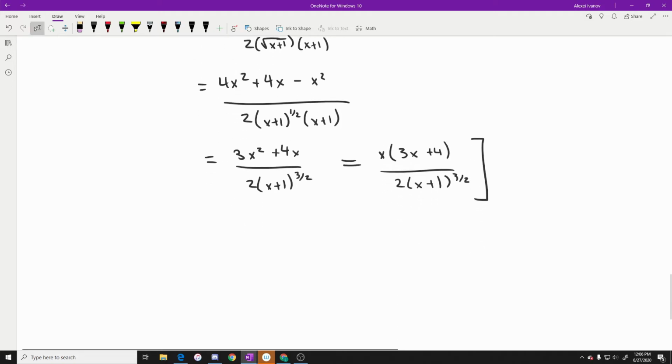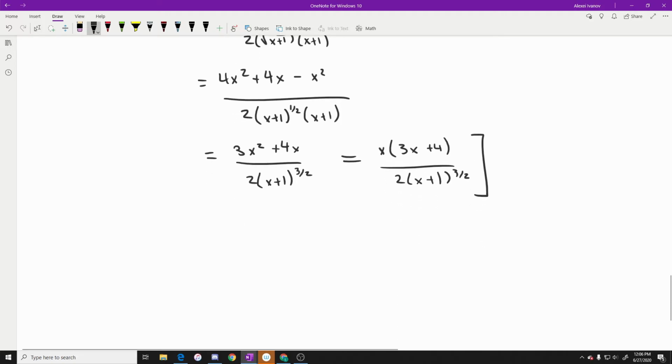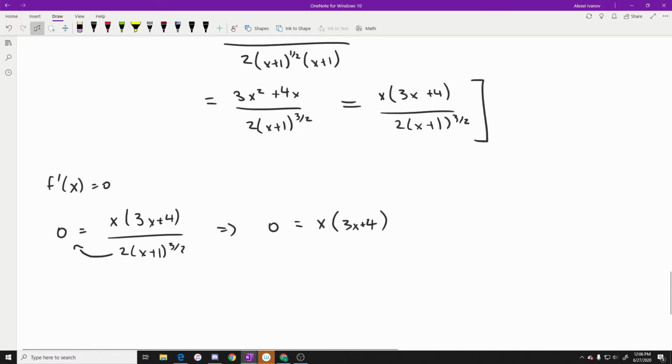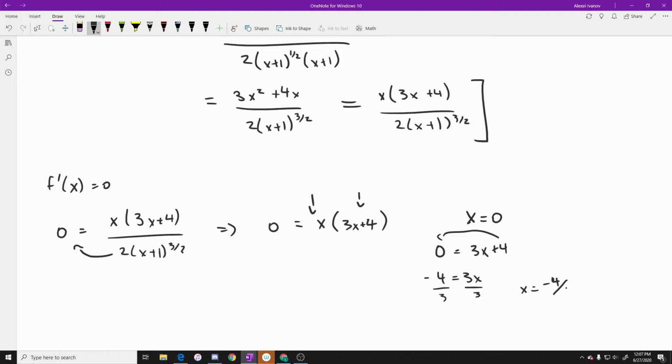And as we know, to find intervals of increase and decrease, we need to find where the zeros of this function are. So we can do that by setting the derivative equal to 0. Now we can cross multiply this upwards, and we're going to be left with 0 equals x times (3x + 4). From here, the zeros are pretty evident. We can see that one of the zeros is x equals 0, and the other zero would be that 0 equals 3x plus 4. Bring this over, we're going to get negative 4 is equal to 3x. Divide this by 3, divide this by 3, and x would equal minus 4 over 3.